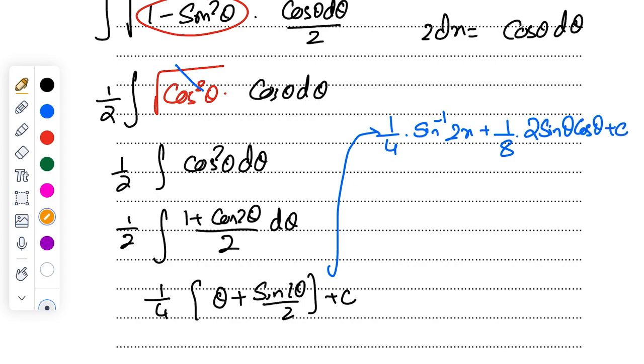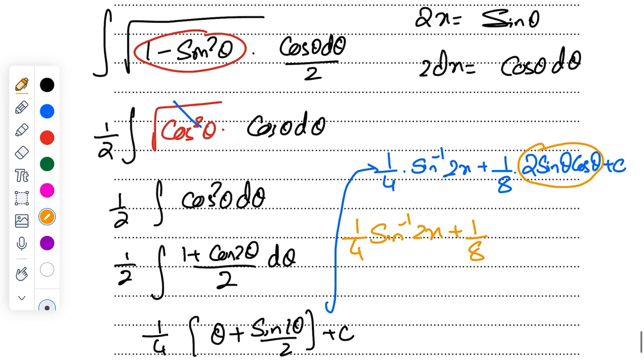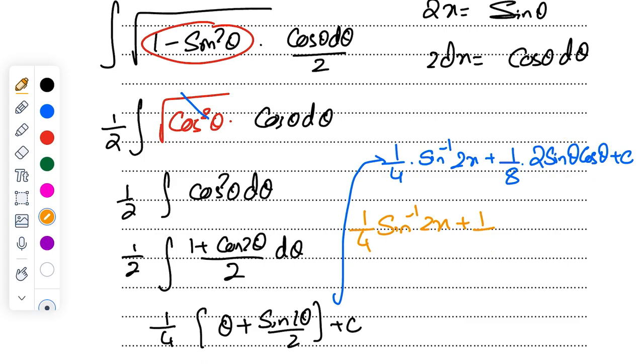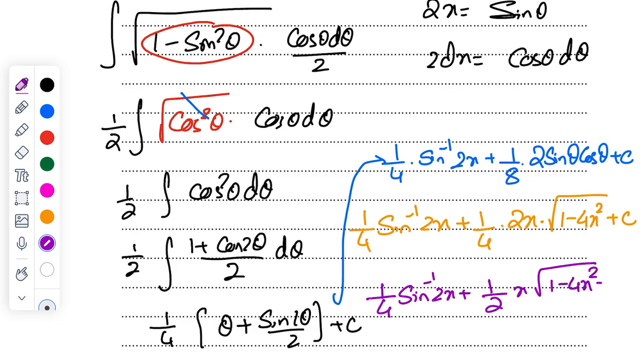So my final answer is going to be 1 upon 4 sine inverse of 2x plus 1 upon 4 sine, or we cannot, no need to write it like that, because 2 sine theta cos theta is sine 2 theta. Or else what we can do is 1 upon 4 sine theta. What is sine theta? Sine theta is 2x, and cos theta is square root of 1 minus sine square theta, 1 minus 4x square plus c. So the final answer is going to be 1 upon 4 sine inverse of 2x plus 1 upon 2x square root of 1 minus 4x square plus c.